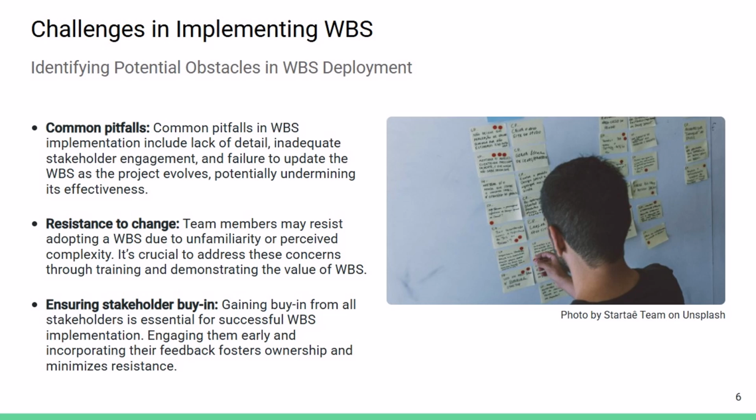Second is the resistance to change. Normally team members may resist adopting WBS due to unfamiliarity or perceived complexity. Now this is a hurdle that a project manager has to deal with, and it is crucial to address these concerns through training, coaching, and demonstrating the value of this WBS.